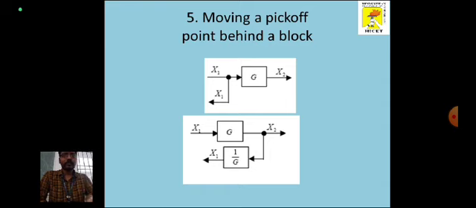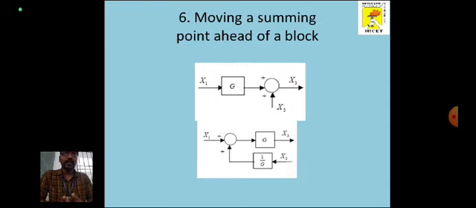Okay. And the next one, as we see, the summing point before the block. Now you should see the summing point is ahead of the block. How are we moving it to before the block? If it is before the block, it should be added as 1 divided by G. It looks like the vice versa of the branch point and summing point. If the branch point is moving ahead, I can take it as G itself.